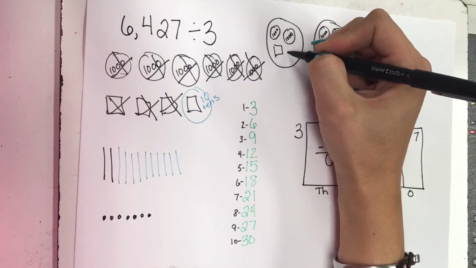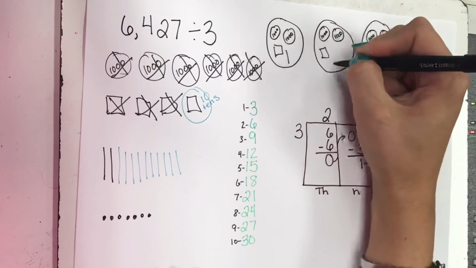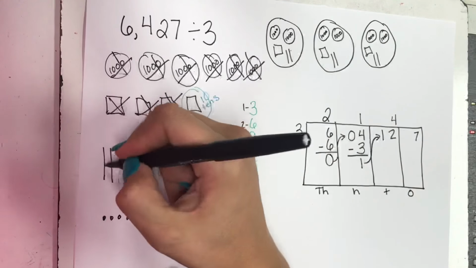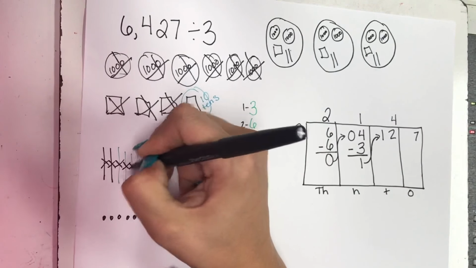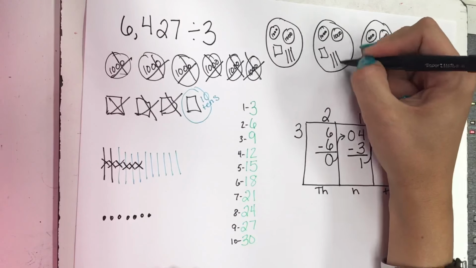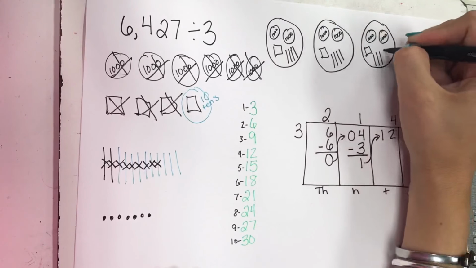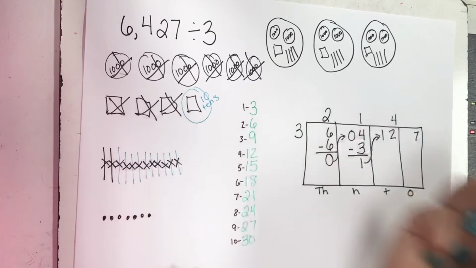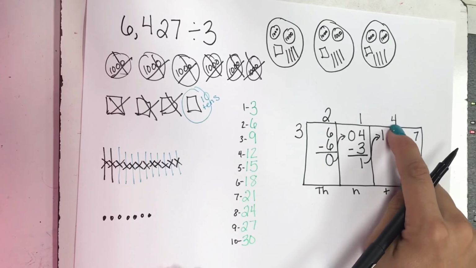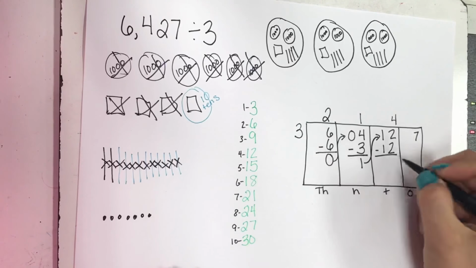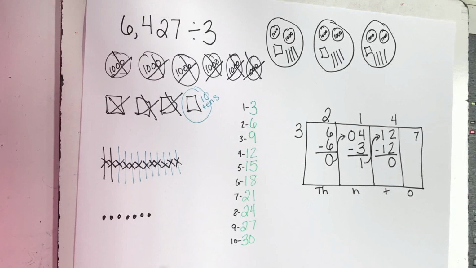So if I give each of my circles 4, 1, 2, 3, 4, 5, 6, 7, 8, 9, 10, 11, 12. Is that the same as if I put 4 in each of my 3 groups? 4 times 3 is 12. Is that how many I used? Yes. So how many do I have left over? 0.